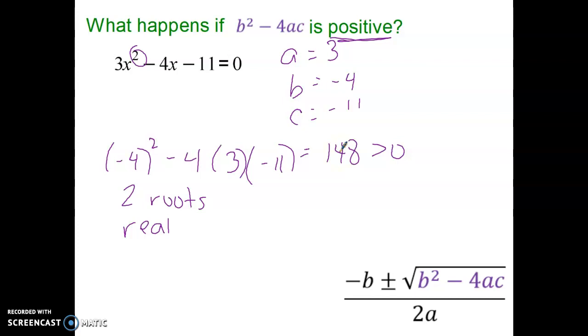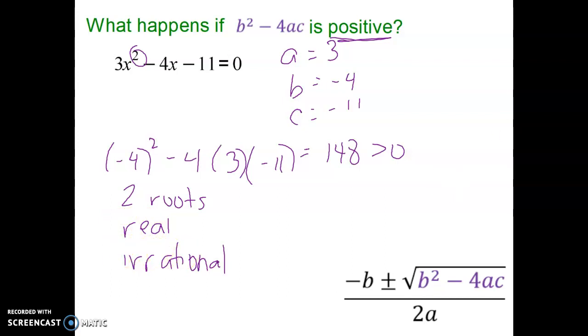And also, if I do a factor tree on 148, it's not going to work out to be a perfect square number. Every number is not going to be in a circle. There are going to be some that are left over to go back inside the square root. So that tells me that my solutions are irrational. Okay, so this tells me the type of the solutions that I have. Notice I don't know what x equals at this point. I just know the kind of answers that I'm going to get for x. There are going to be 2 of them. They are both going to be real, and they're going to be irrational.